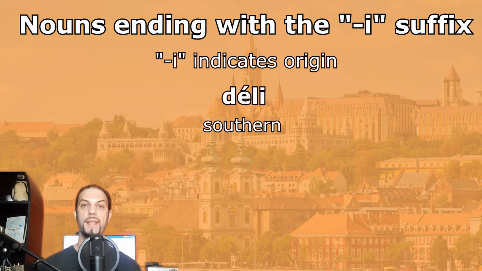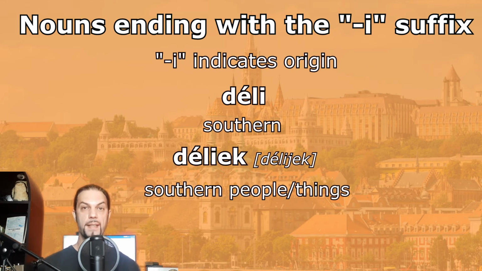Same with déli. Dél is south. Déli is southern. Déliek means southern people or things. Literally it's southerns.